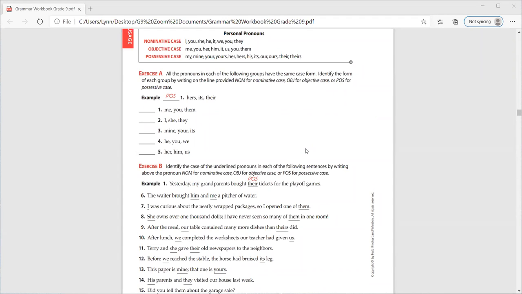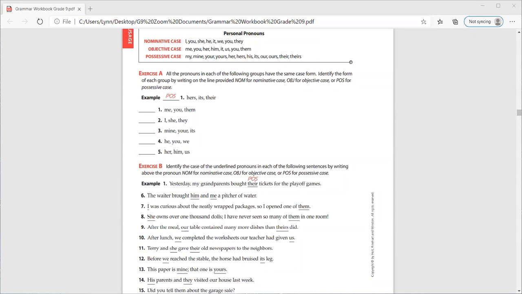All right, exercise B. We're going to do the same thing. The underlined words, you're going to tell if it's nominative, objective, or possessive case. Let's see. Adam, can you do 1 through 5? I mean, 6 through 10, please. Okay. Number 6. Him will be objective and me will be objective. Yes.